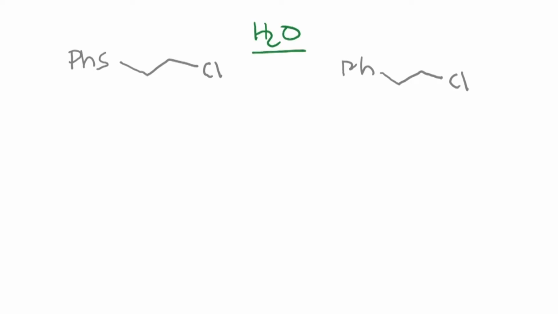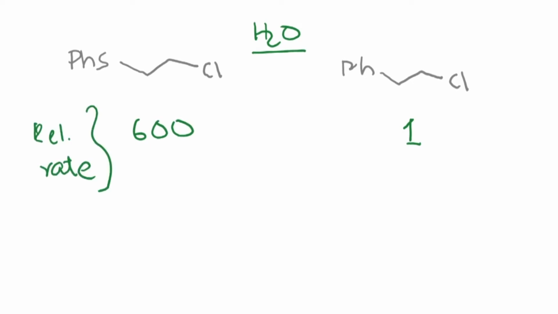The second example that we're going to look at is PhS-CH2CH2-Cl versus Ph-CH2CH2-Cl. Here we react this with water and measure the rate of the reaction. Here the relative rate is 1 and this relative rate is 600. So again, the enhancement in rate is quite large.